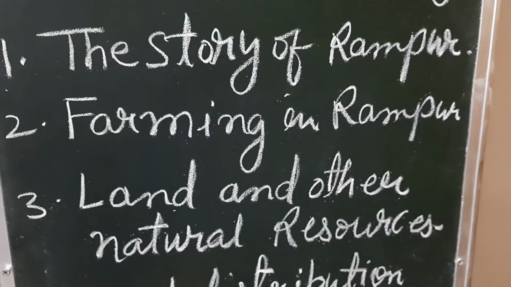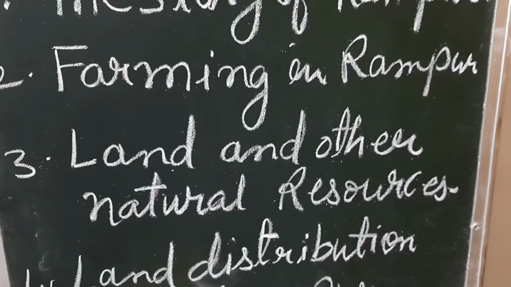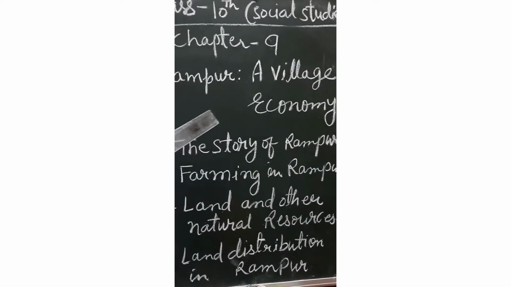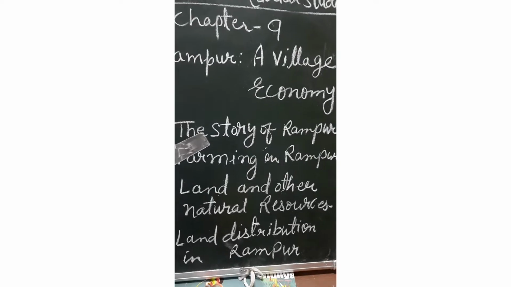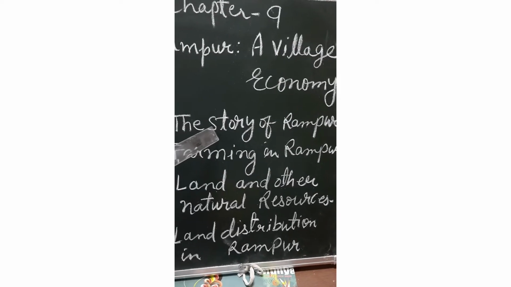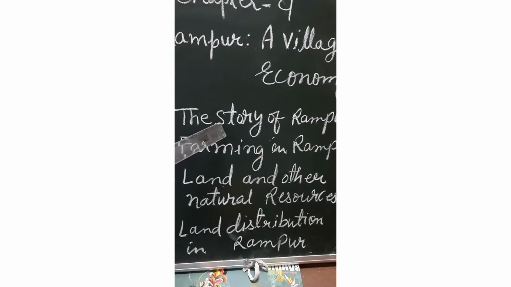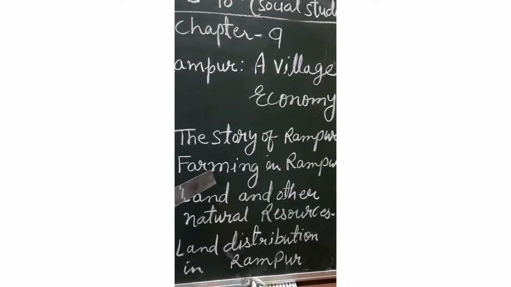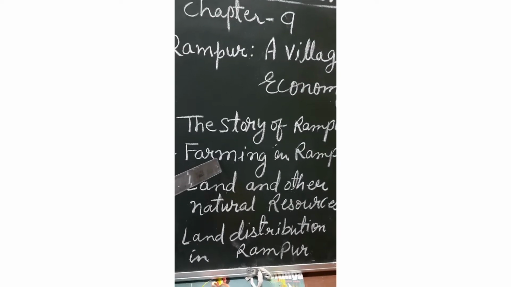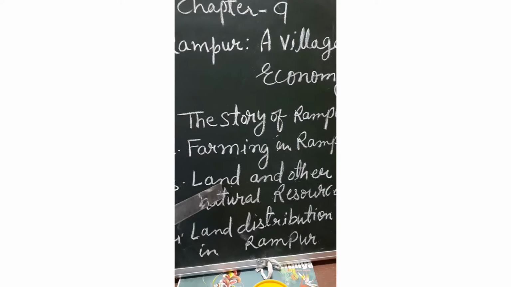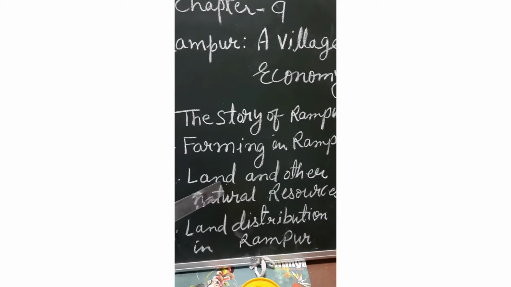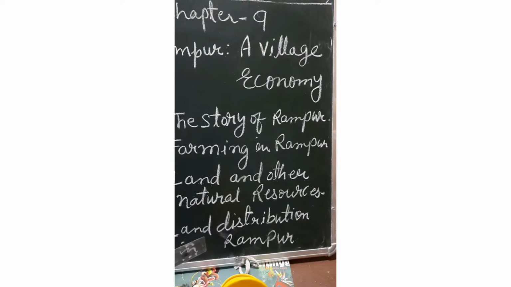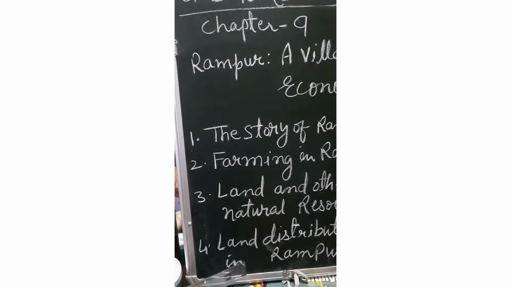Second one, farming in Rampur, land and other natural resources, land distribution in Rampur. Now I think you have understood, children, the story of Rampur: how agriculture is done in Rampur, what the other non-farming activities are, how land is distributed in Rampur village, and how land and other natural resources are overused. That also we have understood.